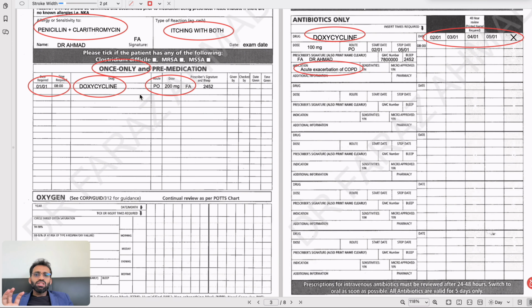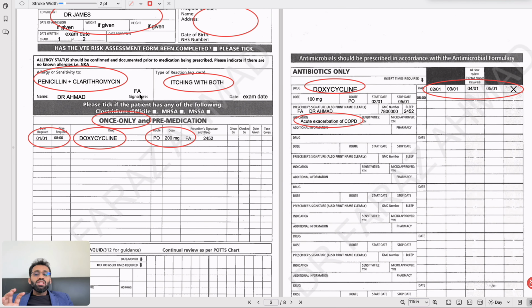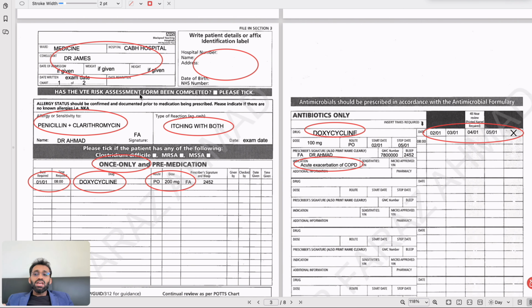One important thing we have learned: if some drug is having a loading dose, how will we write it and where will we write it? The loading dose will be written in the once only section.